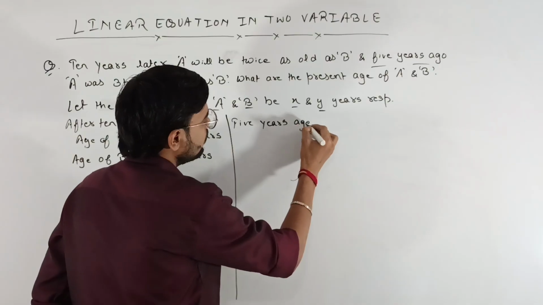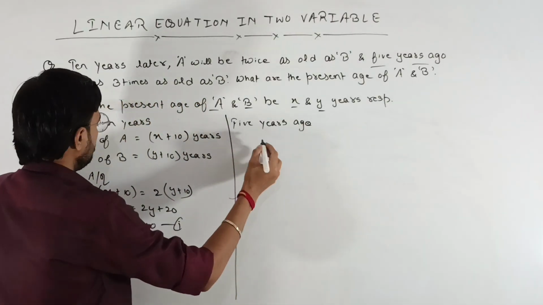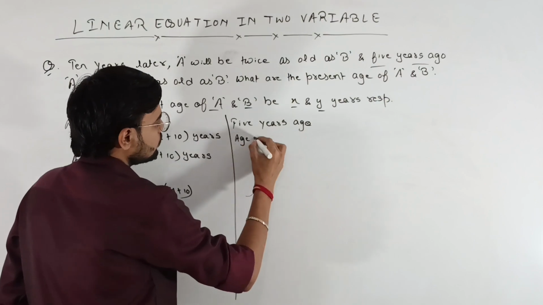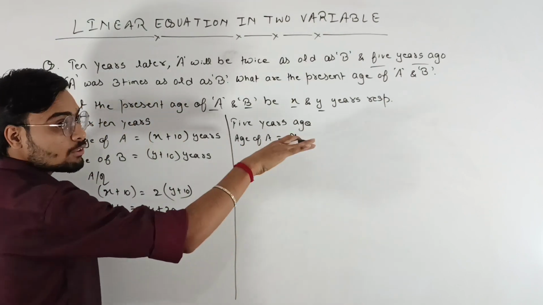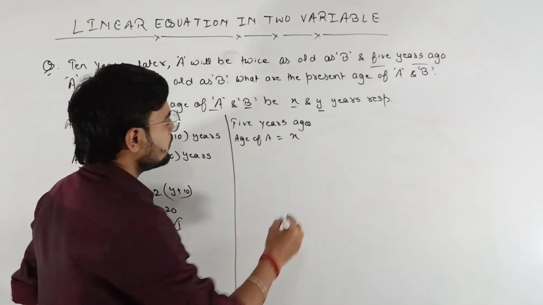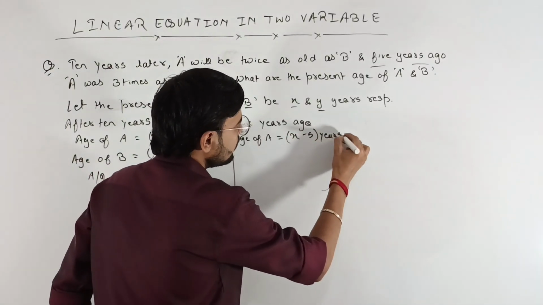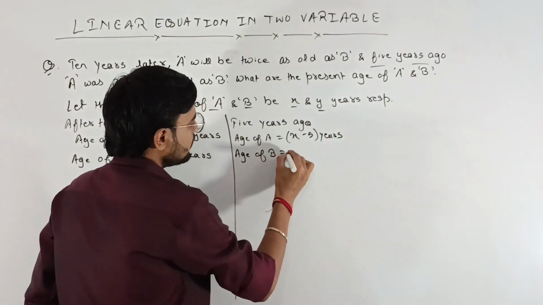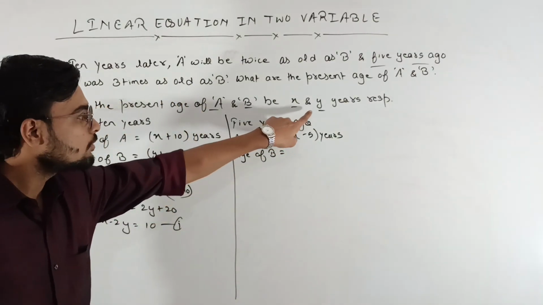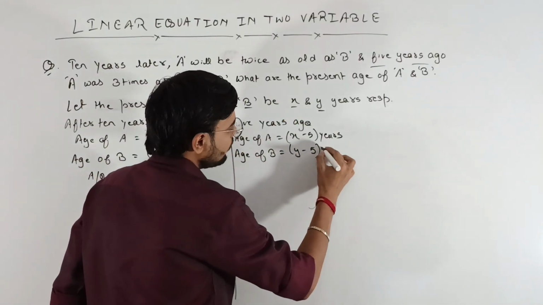5 years ago, the age of A: the present age is x, so 5 years ago it was x minus 5 years. Now the age of B: the present age is y, so 5 years ago it was y minus 5 years.